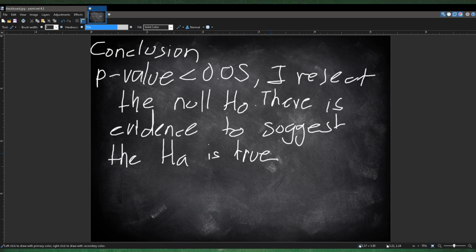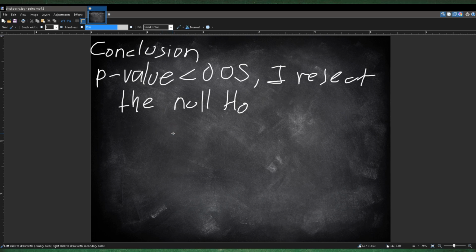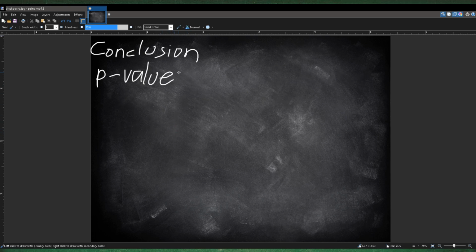So you write, based on my p-value of whatever your p-value is, which is less than the alpha level of 0.05, or whatever alpha level you want to use, like if you want to use the alpha level of 0.1, then I reject the null hypothesis. There is evidence to suggest the alternative hypothesis is true. So that's what happens if the p-value is less than 0.05.